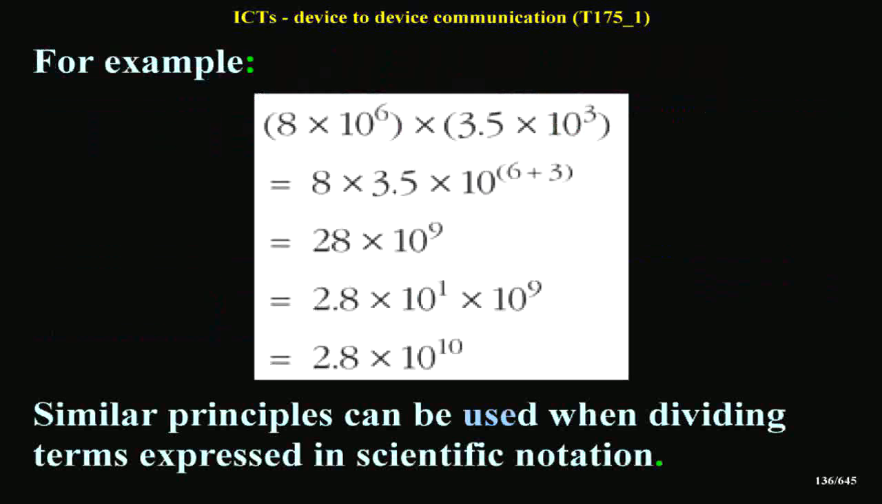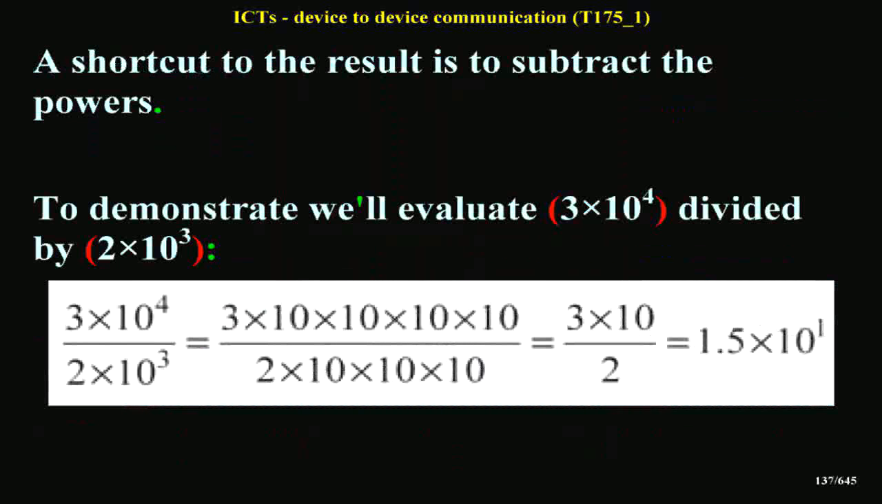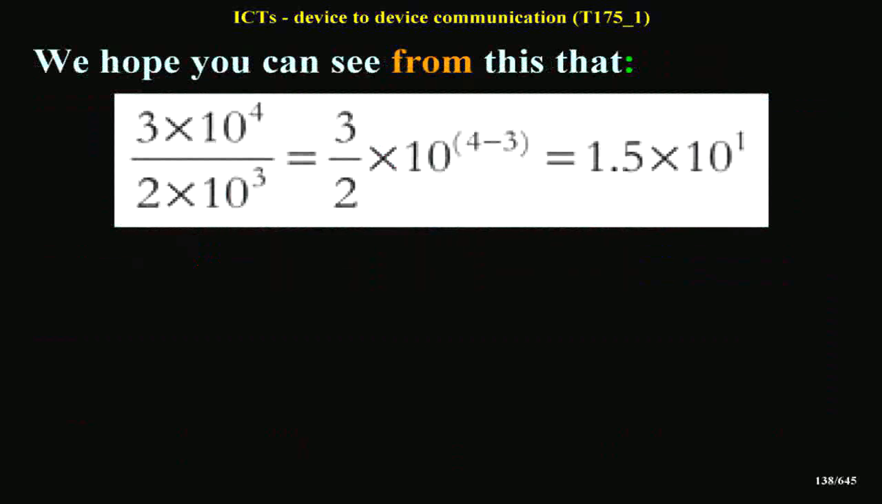For example, similar principles can be used when dividing terms expressed in scientific notation. A shortcut to the result is to subtract the powers. To demonstrate, we'll evaluate 3 × 10^4 divided by 2 × 10^3. We hope you can see from this that the result follows the same principle.